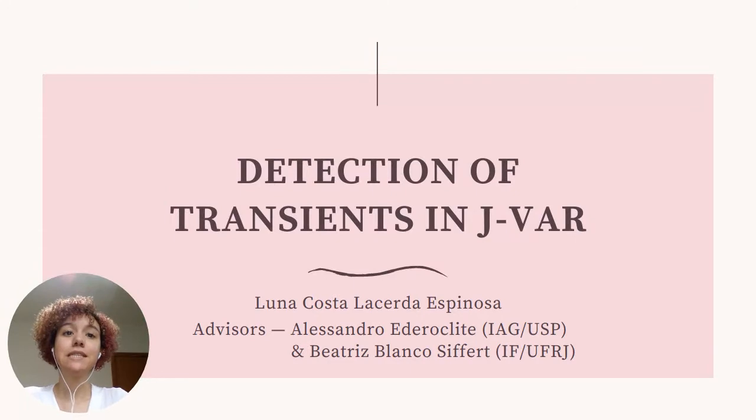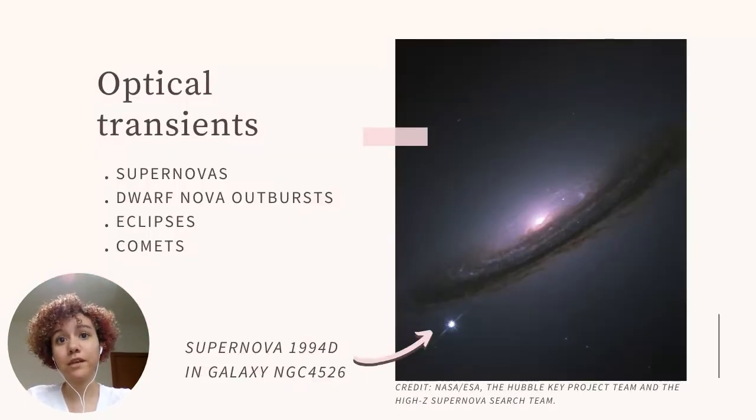My project is the detection of transients in J-VAR. So, to give you a bit of context, optical transients are super interesting objects in the sky. It can be faraway supernovas or faint dwarf nova outbursts, as well as eclipses and comets and so much more. In my project, I will be focusing on supernovas, which are basically powerful and luminous stellar explosions.